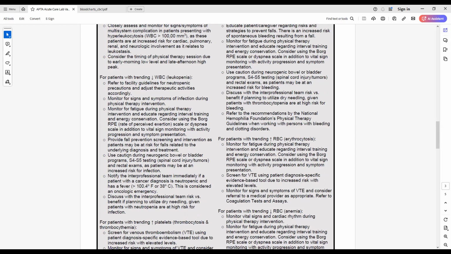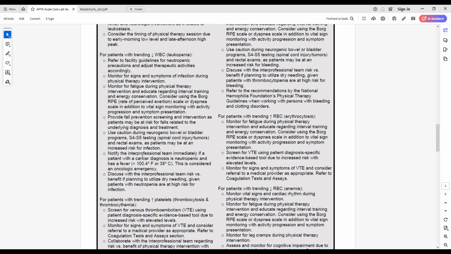Provide fall prevention screening and intervention, as patients may be at risk for falls related to underlying diagnosis and treatment. Use caution during neurogenic bowel or bladder programs. See S4 and S5 testing for spinal cord injury or tumors, and rectal examination. S4 and S5 are the sacral nerve roots, as patients may be at increased risk for infection.